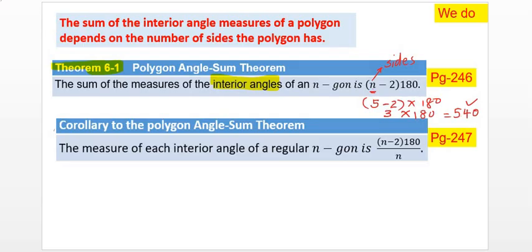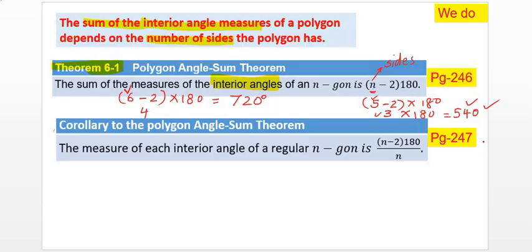It is very important to notice that the sum of the interior angles always depends on the number of sides. The more sides, the more the sum of the interior angles, and you can check it by yourself. Right now I took a 5-sided polygon. If you take, let's say, a 6-sided polygon, what will happen? You will use the formula 6 minus 2 times 180, and 6 minus 2 is 4, so 4 times 180 will be 720 degrees. That means now because I have more sides, the sum is more as compared to this one.